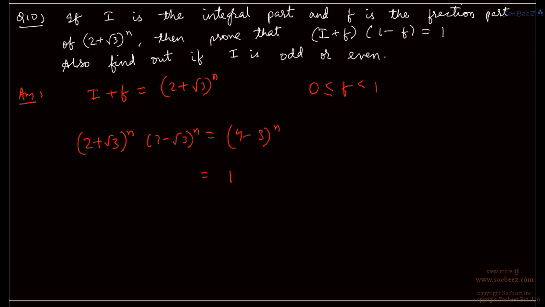Now that I have seen that 2 plus root 3 into 2 minus root 3 whole power n is equal to 1, what I do is I just assume 2 minus root 3 power n as f dash. This is just some different number f dash. Now what is root 3? Root 3 is something like 1.732. So we know that 2 minus root 3 is definitely less than 1, but definitely greater than 0 also.